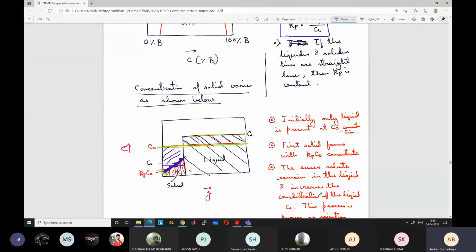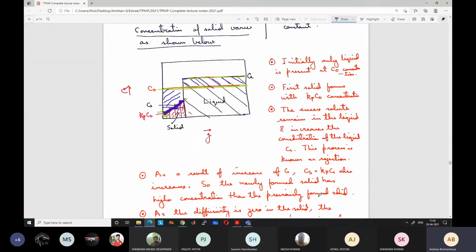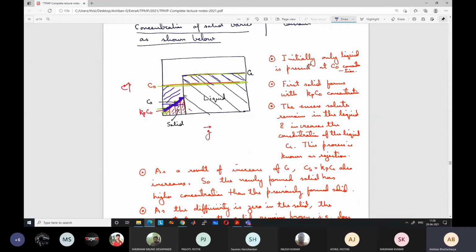So to summarize, initially only liquid is present at C0 concentration. The first solid forms at KpC0 concentration. The excess solute which was present in the liquid remains in the liquid and increases the concentration of the liquid. This process is known as rejection.